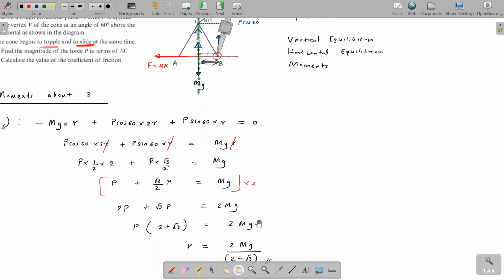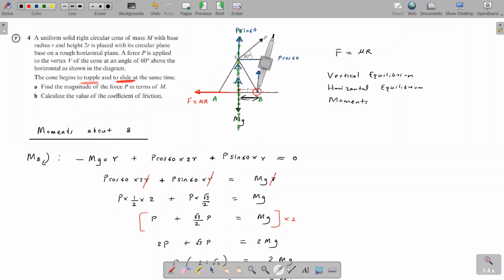All right, guys. Remember we are working with limiting equilibrium here, about to topple and about to slide. So considering limiting equilibrium, we do this sum. Part A is done. Part B: calculate the value of the coefficient of friction. They want you to find mu. Right, guys? Obviously, now to find mu, let's go with the other two options.